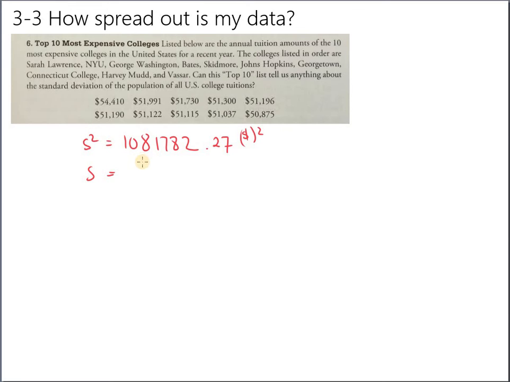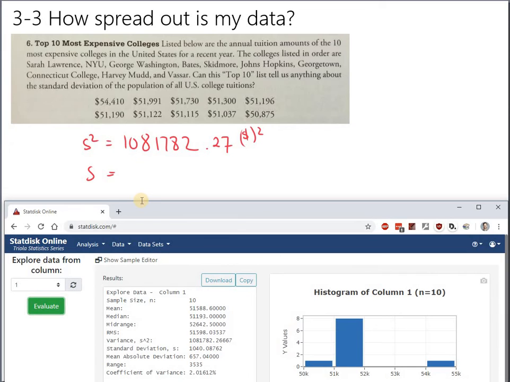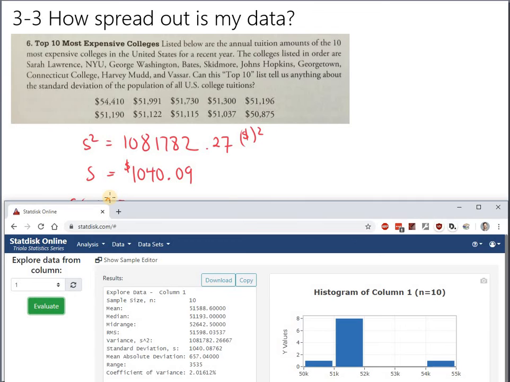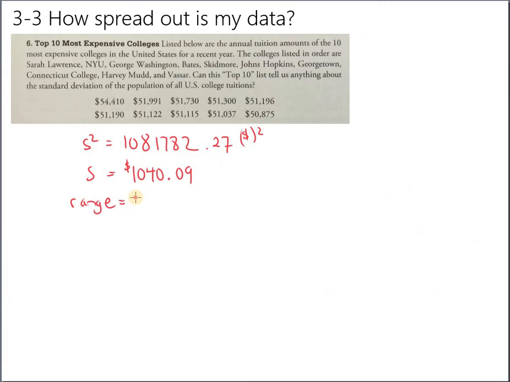Standard deviation. Let's see, the standard deviation is 1040.09. And the unit on that one is just dollars, not dollars squared, because we took the square root, so just dollars. And then the last thing we needed to get off of this calculation was the range, which is 3535. And the range is also in dollars.